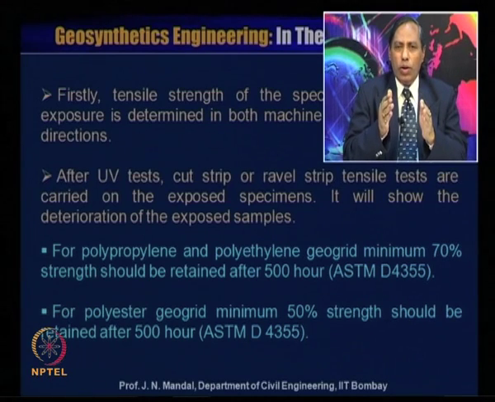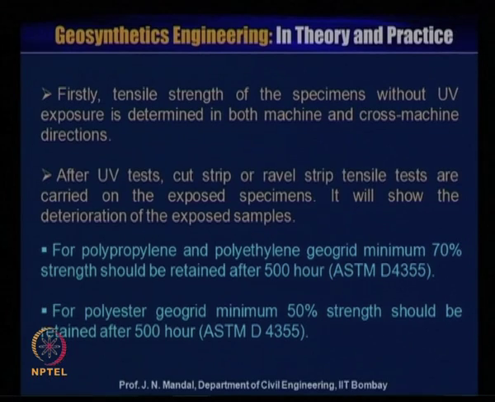For polypropylene and polyethylene geogrid, minimum 70% strength should be retained after 500 hours as per ASTM D4355. Whereas for polyester geogrid, minimum 50% strength should be retained after 500 hours as per ASTM D4355. So, depending upon the different types of geosynthetic material, you will know what percentage of strength is required, and after how many hours you have to continue the exposure.